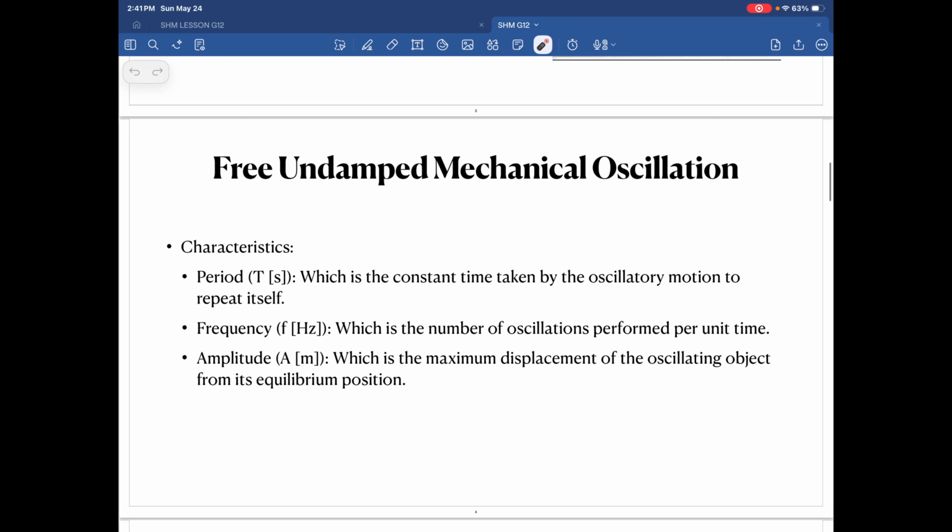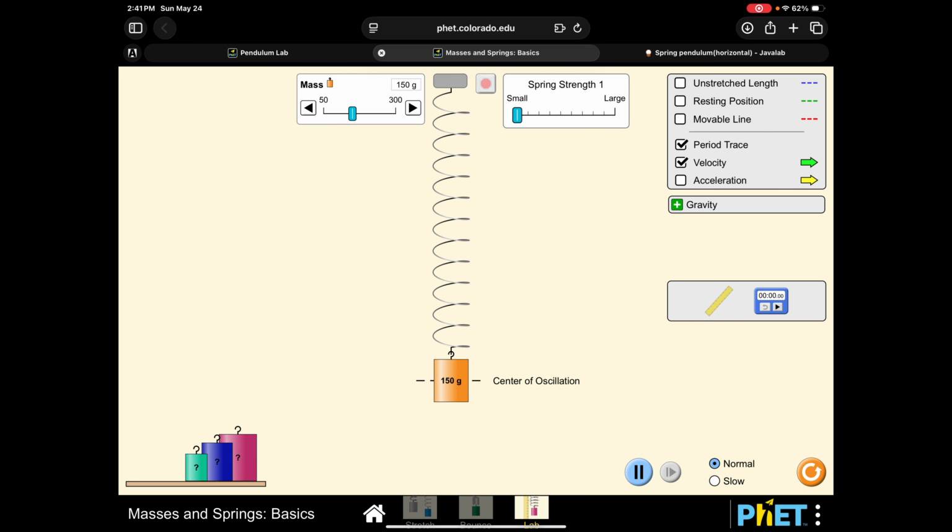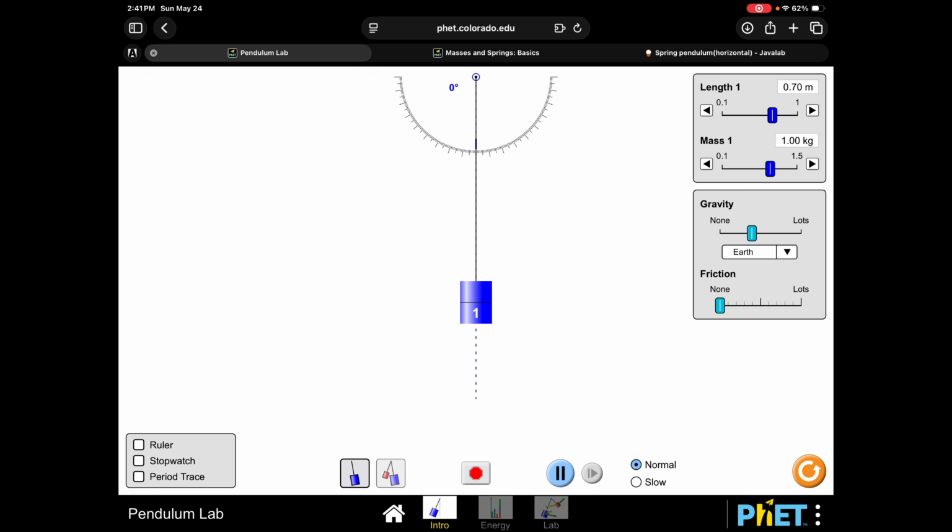Now there are a lot of types of oscillation in nature. What we are interested in today is called the free undamped mechanical oscillation. Now, the title might seem a bit long, but let me break it down for you. Free means that we only induce a certain push to it, and then we leave it, and it's free. It does the oscillation alone, as we did in this pendulum over here.